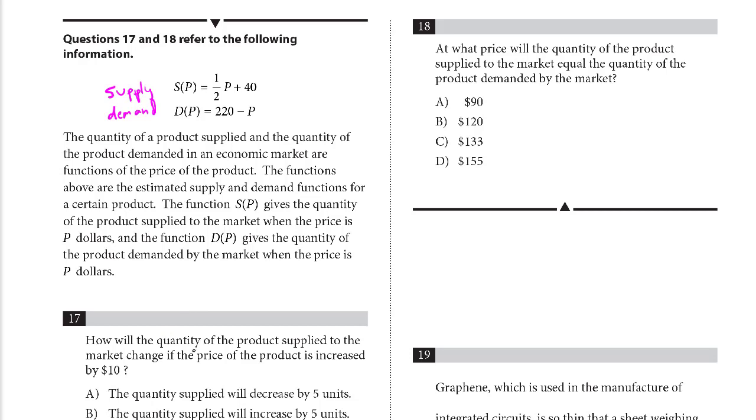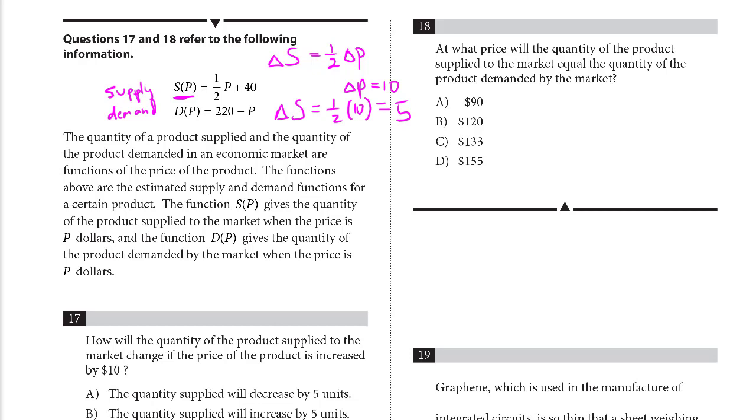So 17, how will the quantity of the product supplied to the market change if the price of the product is increased by $10? So we're looking at the supply curve, S of P in this case, and we know if we change the price by $10, delta S equals 1/2 delta P. The change in the constant, 40, is 0. So if delta P is 10, change in S equals 1/2 times 10, which is 5. We will increase the supply by 5 units.